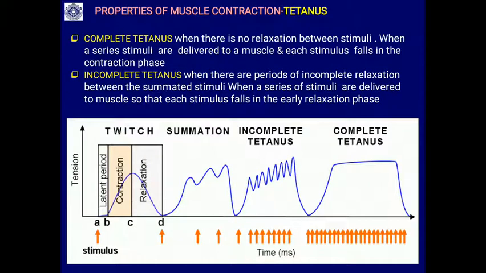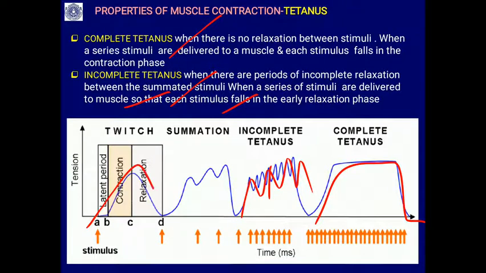So there are two types of tetanus condition, complete tetanus and incomplete tetanus. Complete tetanus means you will find this type of myogram. Incomplete means there is a small period of relaxation, so that's why you will find this wavy action. This is where there is a period of incomplete relaxation. So the summated stimuli cause this type of myograph. So you will see the differences here now.